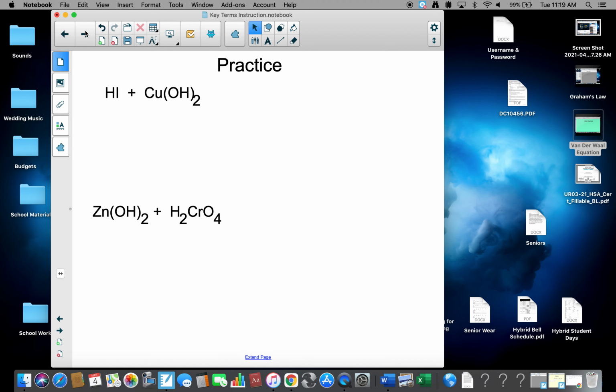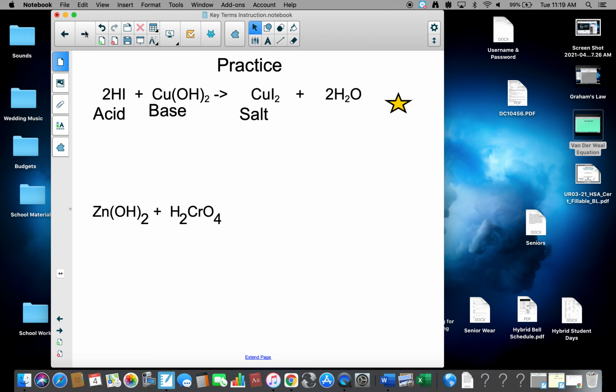All right, so let's look at the reaction. If we take HI plus CuO, the reaction is going to give us CuI2 plus H2O, and we have acid, base, and salt. Balancing it up, we put a 2 in front of the HI and a 2 in front of the water. We'll do the other one in class.